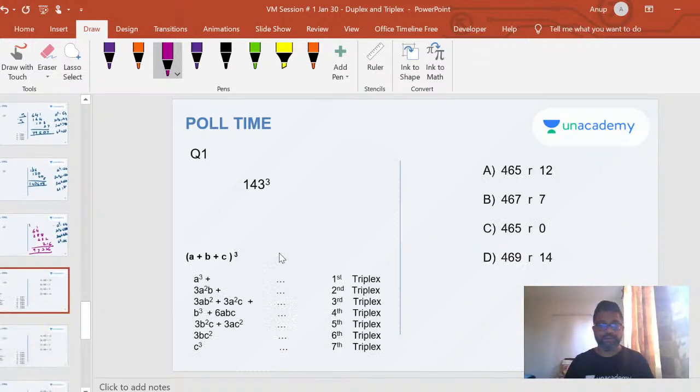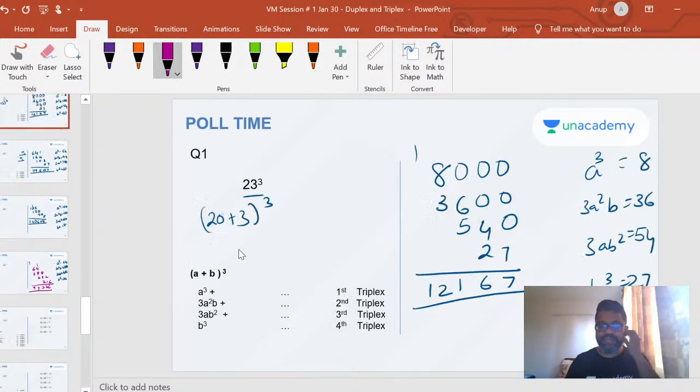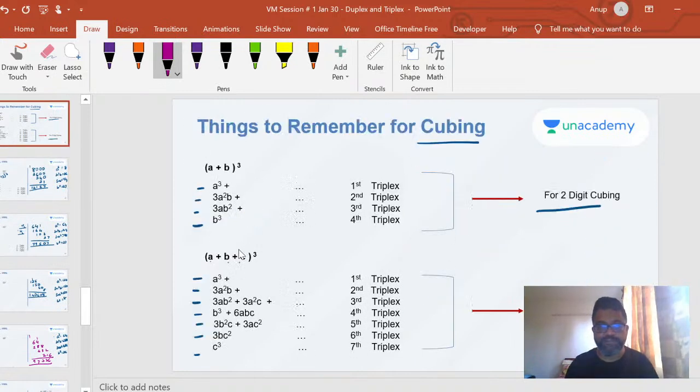I think we've solved most problems now. So two-digit cubing should be very clear, straightforward, right? It is simply following this here. That's it. A cube, 3a squared b, 3ab squared, b cube. You'll be able to solve any two-digit cubing.